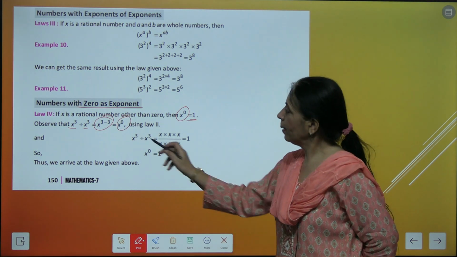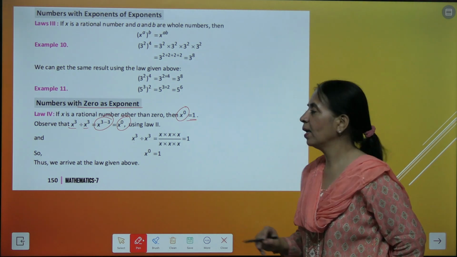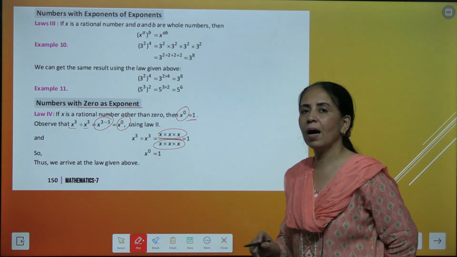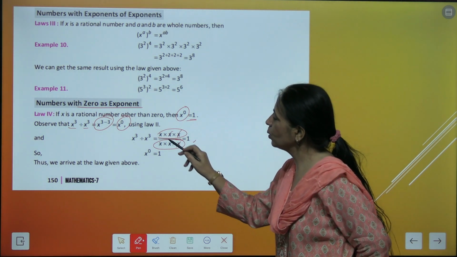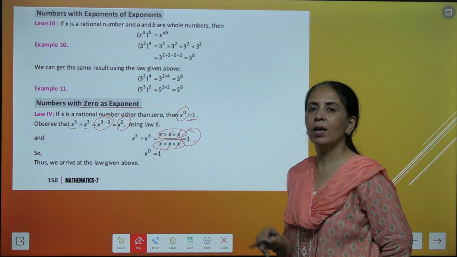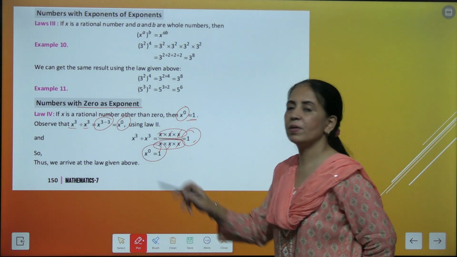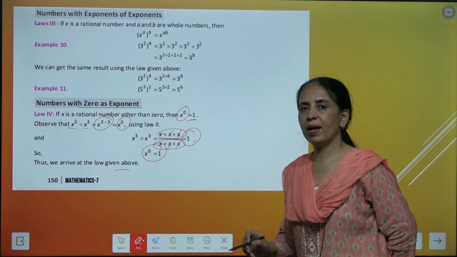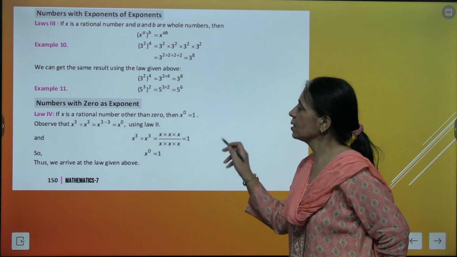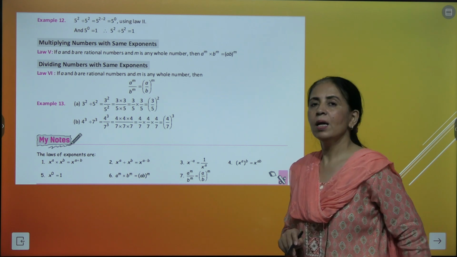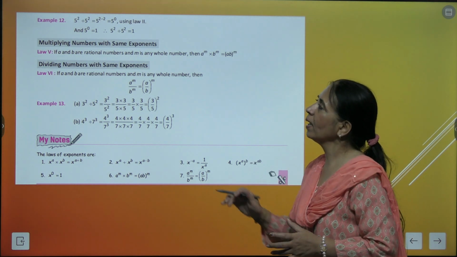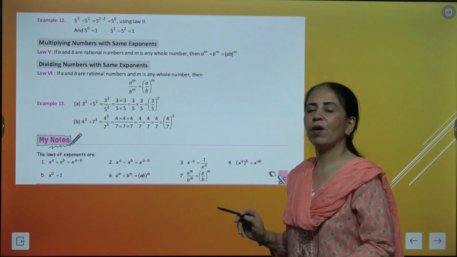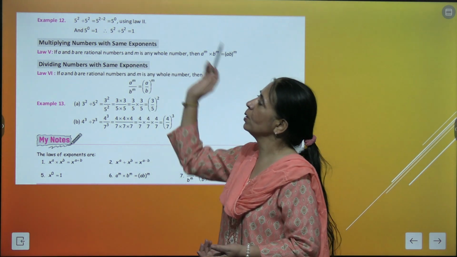Got it? अब हमने इसको मैथमेटिकली सॉल्व किया. x को 3 टाइम्स लिखा, डिवाइडेड बाय x को 3 टाइम्स लिखा एंड हमारा सब कैंसिल हो जाएगा. वी आर लेफ्ट विद ओनली 1. सो वी कंक्लूड कि x की पावर 0 हमेशा 1 होती है एंड वी अराइव एट द लॉ व्हिच इज गिवन. गॉट इट? तो हम इस लॉ को फॉलो करके यहाँ हमने 5 स्क्वायर डिवाइडेड बाय 5 स्क्वायर we'll get 5 raised to the power 0 which is equal to 1.